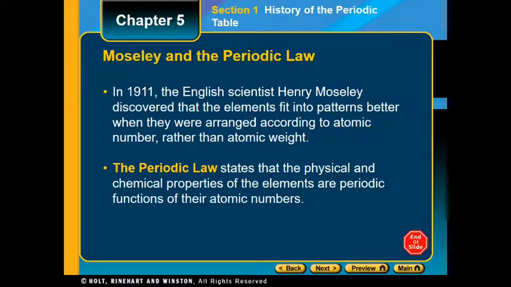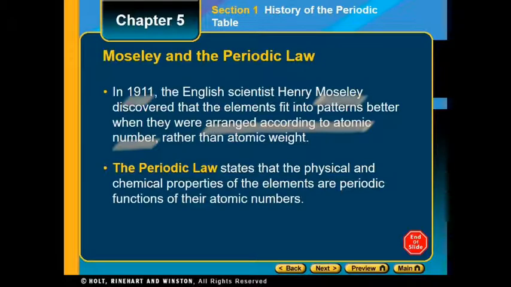So again, Mendeleev is given credit with the first periodic table, 1871. His were arranged according to increasing atomic mass. Now in 1911, we have another scientist named Moseley, and Moseley said, you know what? He thought that the elements fit a better pattern if they were arranged according to atomic number rather than atomic mass. So he arranged a new one in 1911 based on increasing atomic number instead of atomic mass.